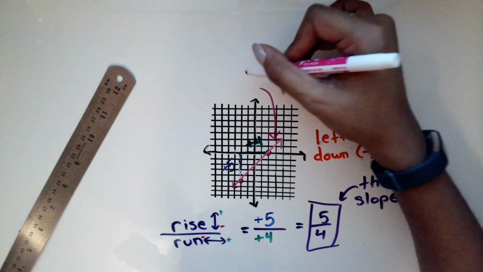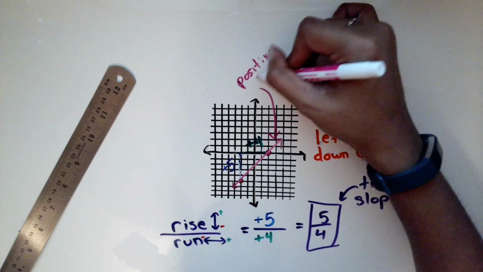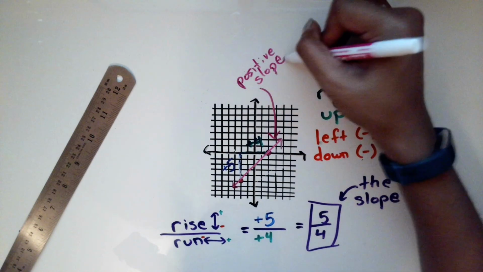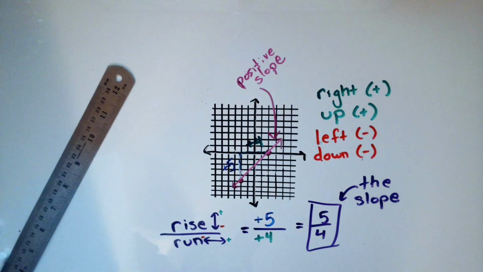Now, if you notice, that numerator is a positive 5, so we put 5 at the top. That denominator is a positive 4 to the right, so it's a 4 at the bottom. This is going to be helpful because your final slope is 5 over 4. This makes it a positive slope. If you see it going from left to right with that line, it's a positive slope. It's going in the positive direction. It's going up the mountain.